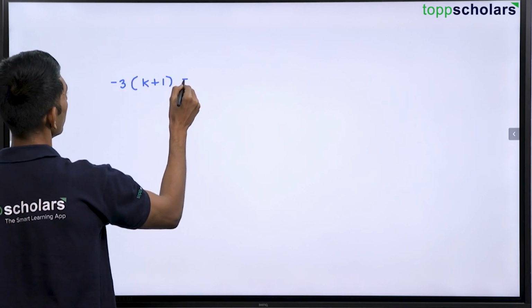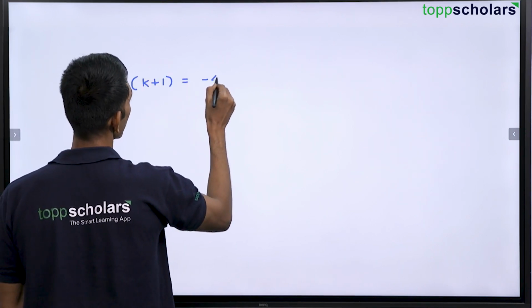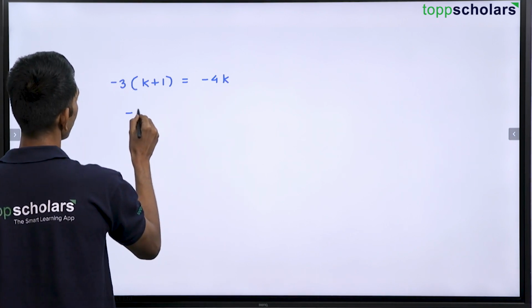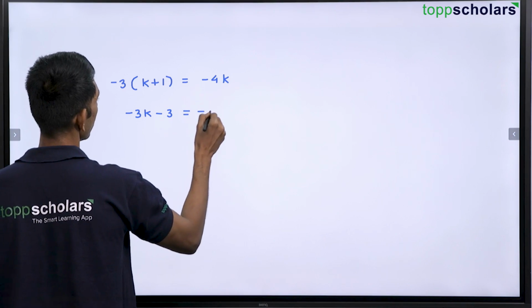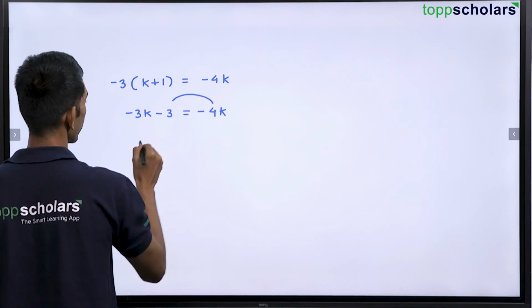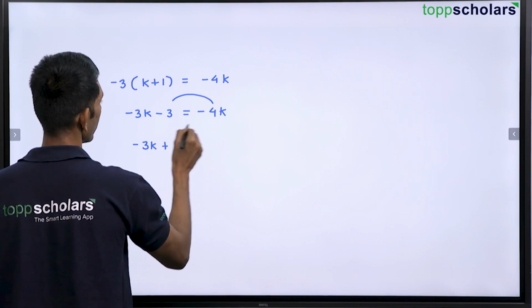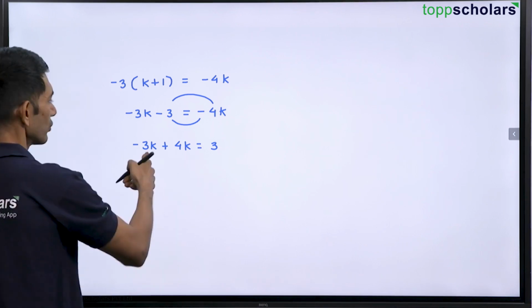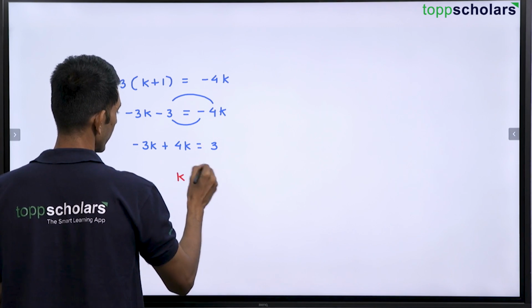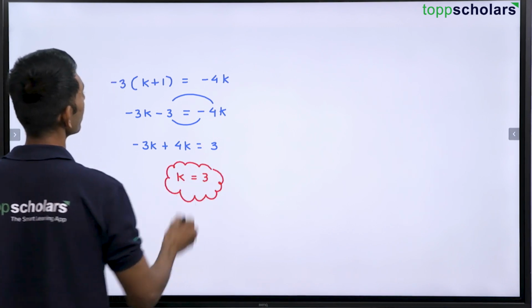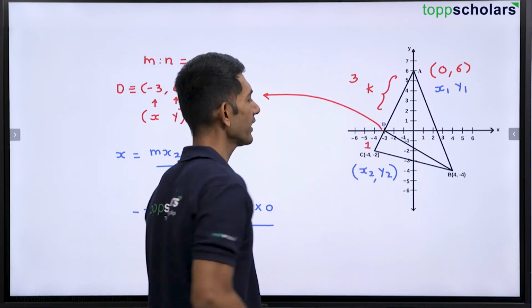So minus 3 into k plus 1 is equal to minus 4k. So this becomes minus 3k minus 3 is equal to minus 4k. Minus 4k comes here. So minus 3k plus 4k is equal to positive 3. So minus 3k plus 4k is k. And then k is equal to 3. So we got the value of k. The value of k is 3. Easy. That means 3 is to 1. The ratio is 3 is to 1.